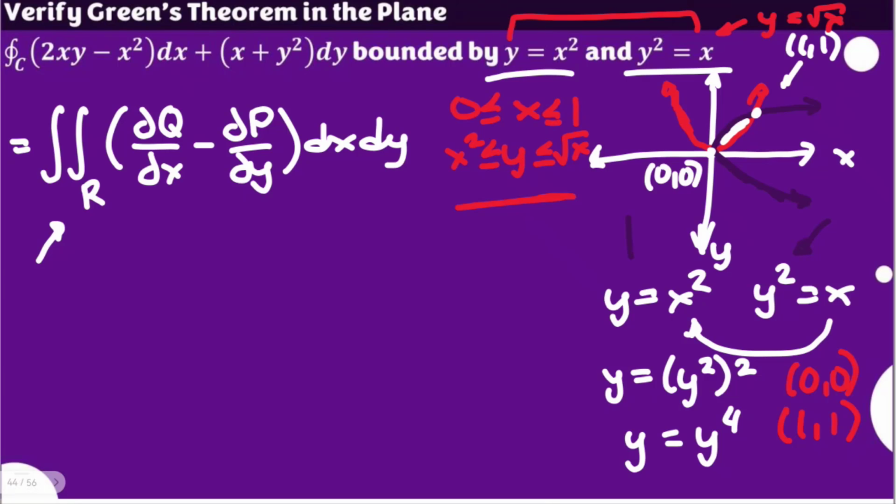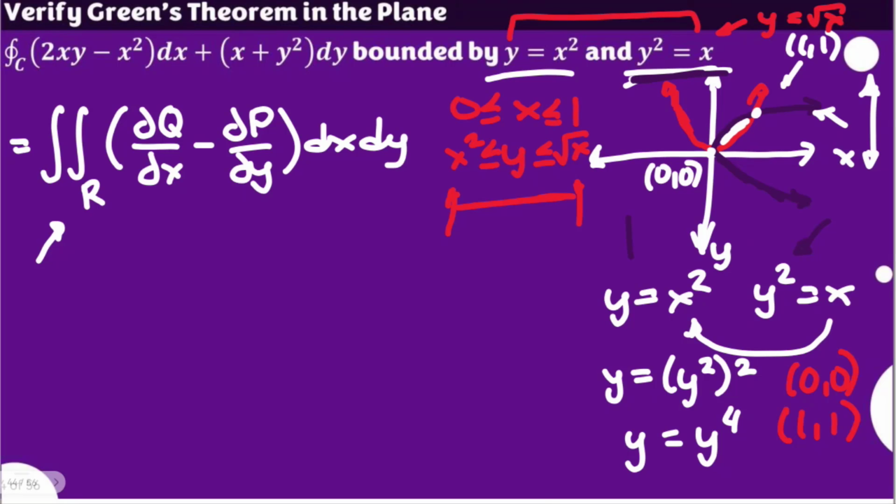Now, why is it that the square root of x is the upper boundary for y instead of x squared? Because if we look at this Cartesian plane, as you move up, the graph that is the upper boundary of this region is this equation here.